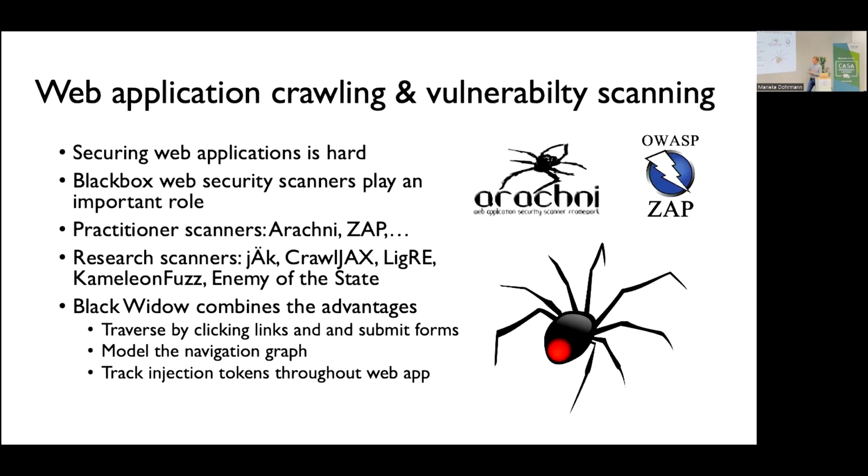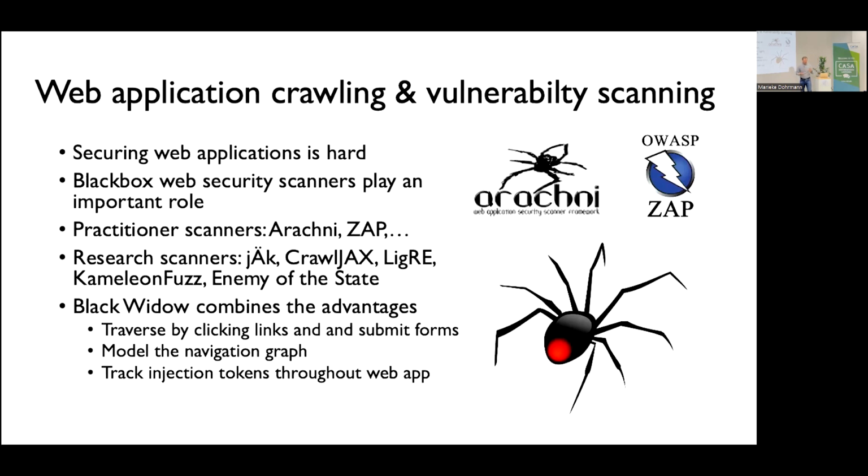Okay, so black box security scanners play a particularly big role here because those can scan for vulnerabilities even without having access to source code. So they're quite popular. So I mentioned here a couple, Arachni and ZAP. This would be state-of-the-art scanners that scan for vulnerabilities. So they try to scan the web, crawl around, and look for problems. Okay, so that's the idea.